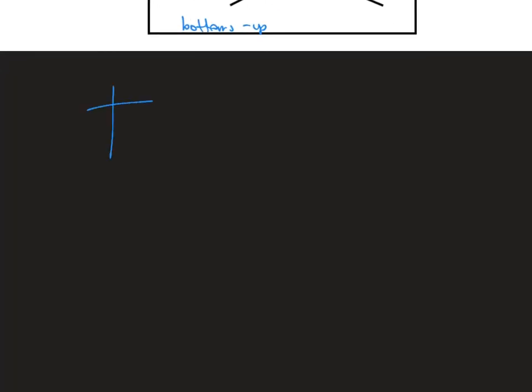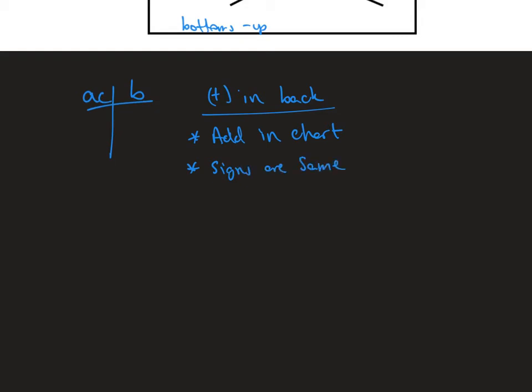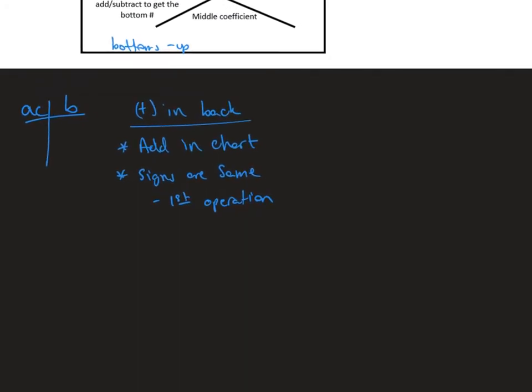Or down here, I'm going to redo my chart for you. So remember, you're going to do A times C and B. So remember, we got 2 options. If it's a plus in the back, you're going to do 2 things. First of all, you're going to add in the chart. And then your signs are going to be the same. So same signs, and they're always going to be the first operation. So if the first symbol is a plus, they're both going to be plus. If the first one's a minus, they're both going to be minus.